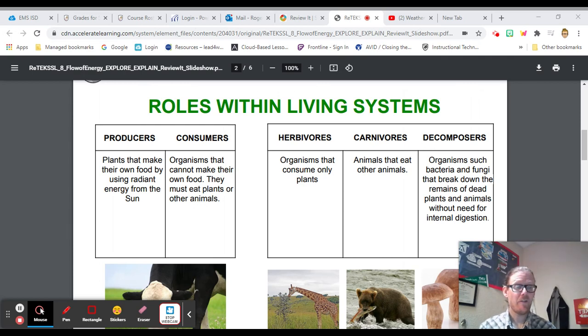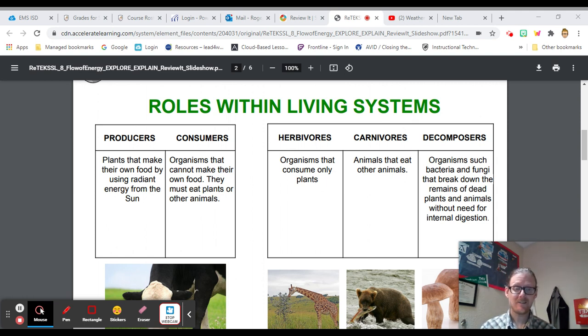Hey everybody, today is about the flow of energy in an ecosystem, specifically looking at food chains, food webs, and energy pyramids. So first of all, there's some vocabulary you need to be familiar with. You have producers, consumers, herbivores, carnivores, and decomposers.